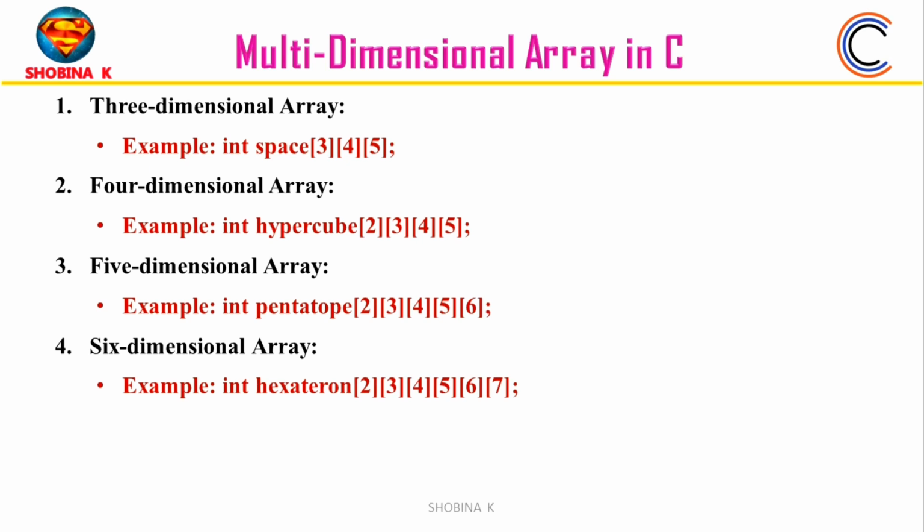Int hypercube[2][3][4][5] represents a 4-dimensional array named hypercube with 2 hyperspace layers. Within each hyperspace layer, there are 3 layers. Within each layer, there are 4 rows. Within each row, there are 5 columns. A 5-dimensional array is a data structure that further extends the concept of multidimensional arrays by organizing elements in 5 dimensions. It includes layers, sublayers, rows, columns, and an additional property dimension. The array int pentatope[2][3][4][5][6] represents a 5-dimensional array named pentatope.